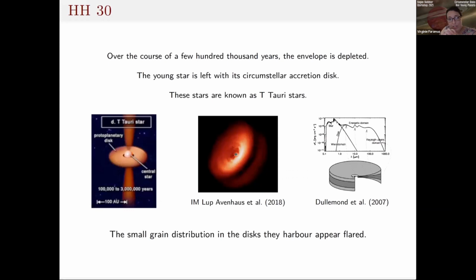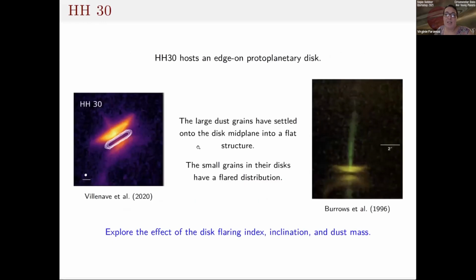Then HH 30. So HH 30 is the next evolutionary step. It's a T Tauri star, and in that case, the envelope is depleted, and you have an accretion disk. And this accretion disk looks like, depending on how you see that, maybe a macaron or a hamburger. But what you're having here is a disk that is flared. And I told you that big grains are generally settled in the midplane, but the small grain distribution appears flared.